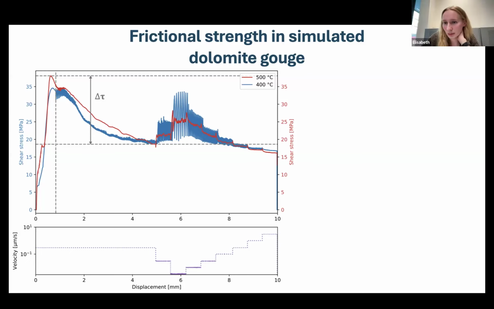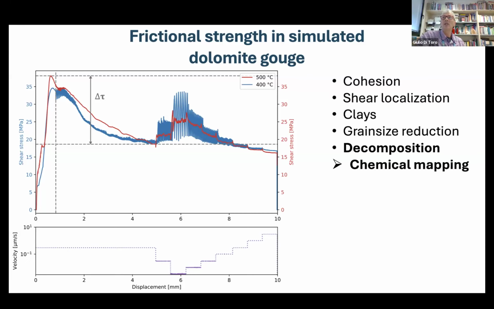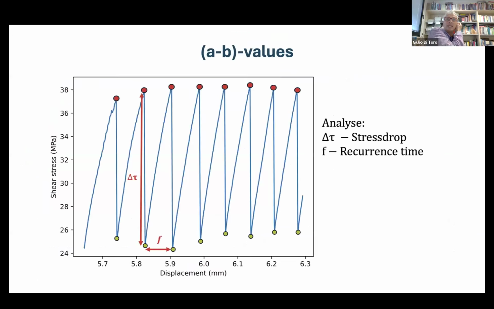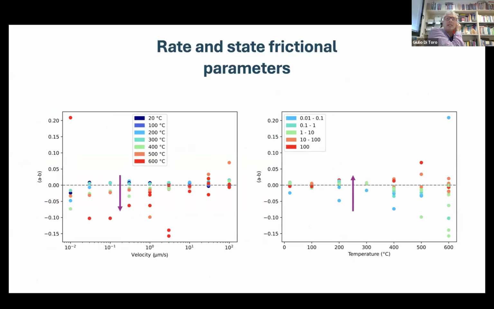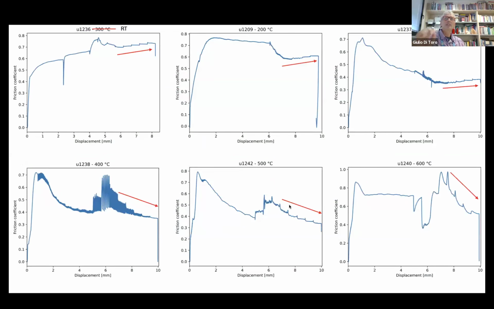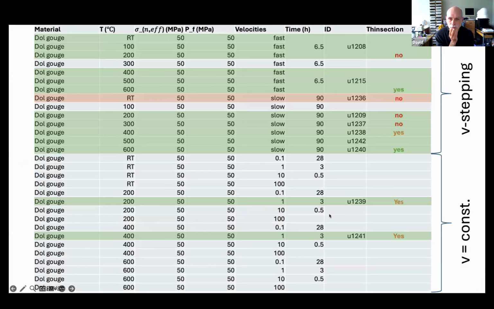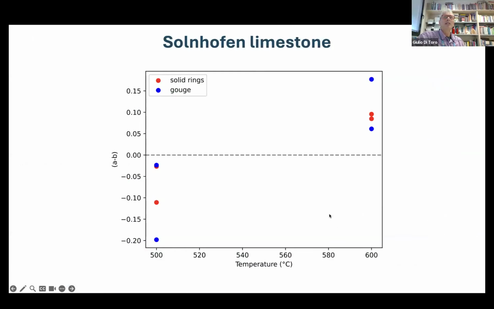Yeah, I definitely have to think about that. I don't know if you have some thoughts about that, because also in the previous slide, I think you were showing something like A minus B negative at 500 Celsius, and in the very beginning. Which one? The one before. This one. This is a limestone, so this is calcite.